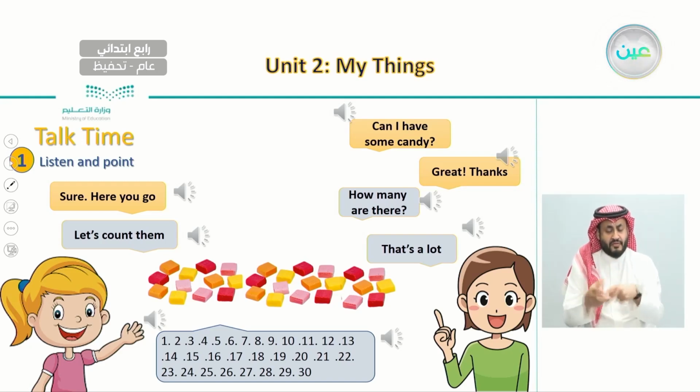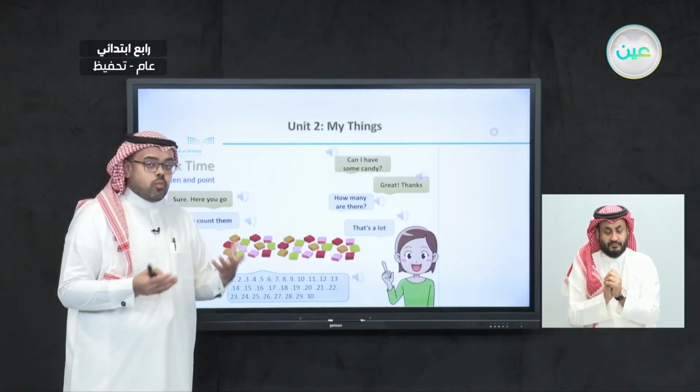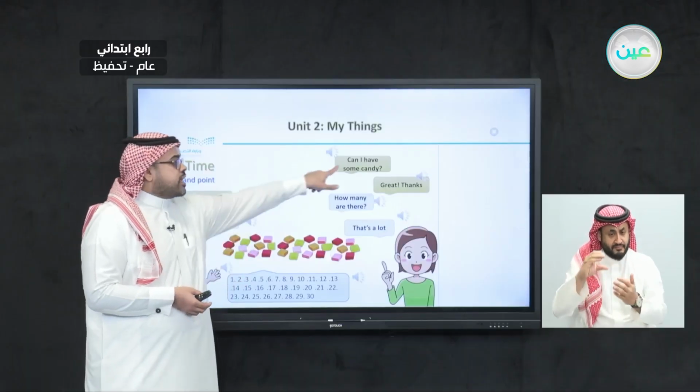So usually when you want to borrow something from someone, to ask for his or her permission, we usually start the question with, Can I? For example, Can I have your pen, please? Or, Can I have your notebook? Or, Can I have some candy? So this is why we use the words Can I.